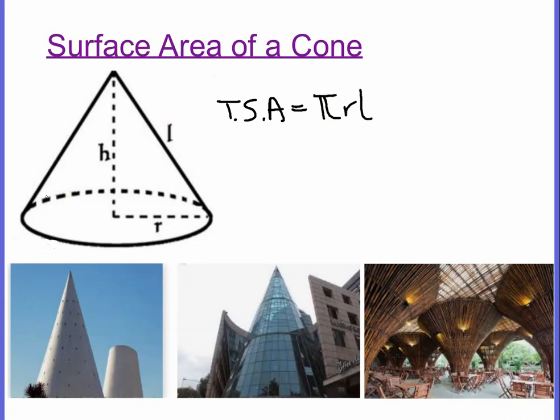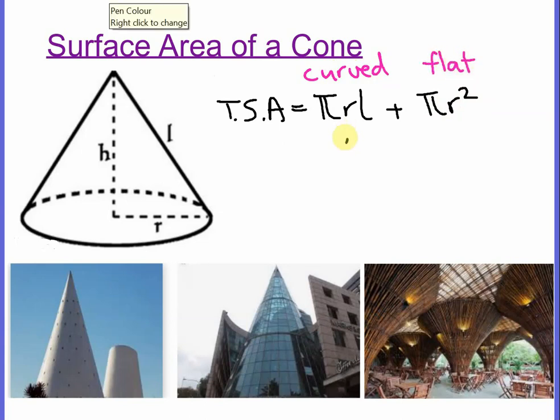But we also have this flat area, which is the circle. So that is the formula for surface area. So we have a curved and we have a flat, just like we have on cylinders. So you are given this one in the exam, but you should know the area of a circle. So not too much to remember, we just have to put numbers in.